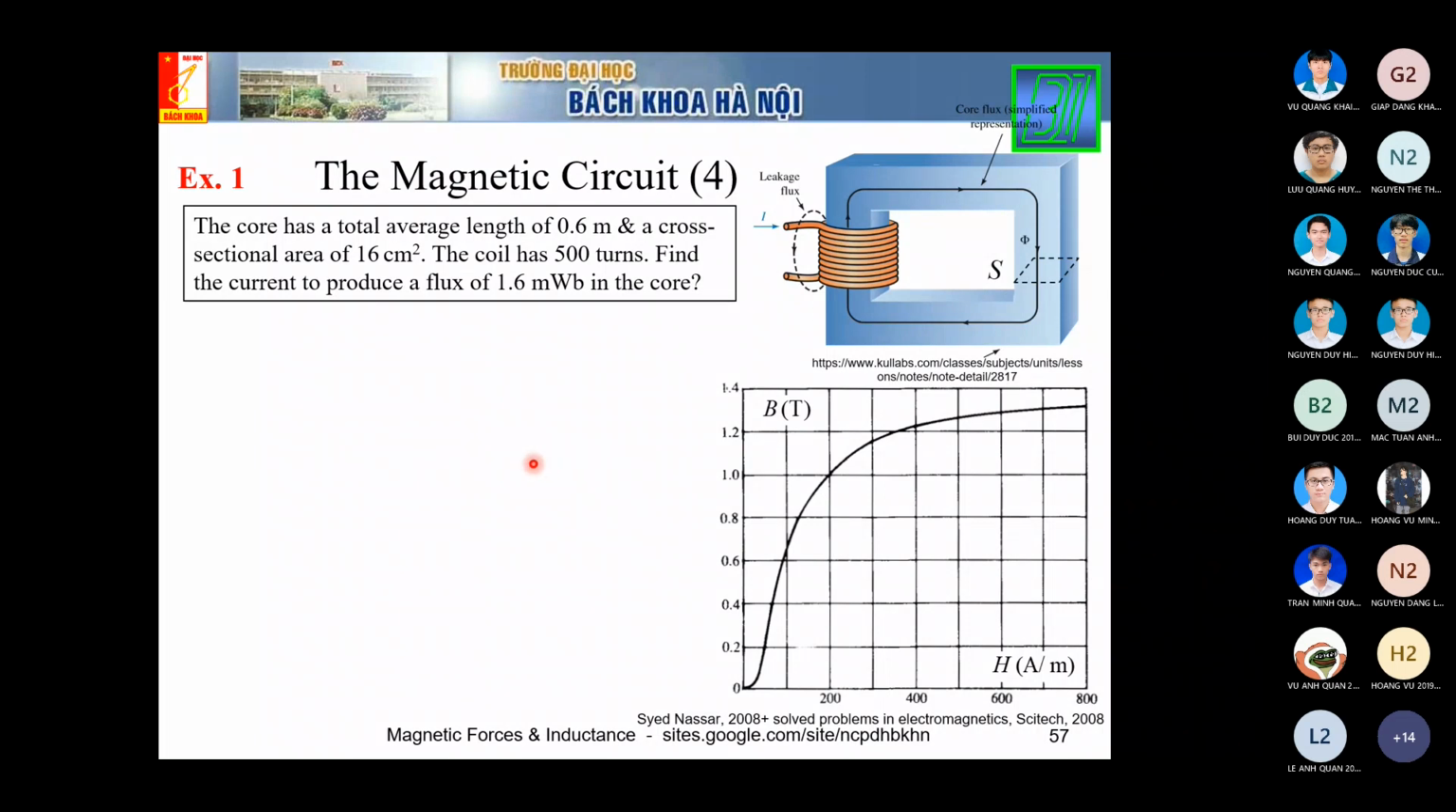All right. Firstly, because we are given phi, we can start from this equation. Phi is BS. In this equation, we are given phi, and we are also given S. So from this, you can find very easily the flux density, 1 Tesla. Please notice that you have to transform this one into a standard unit, which is meter squared.